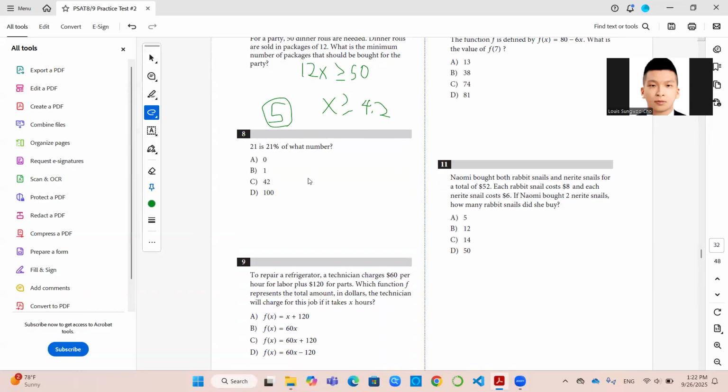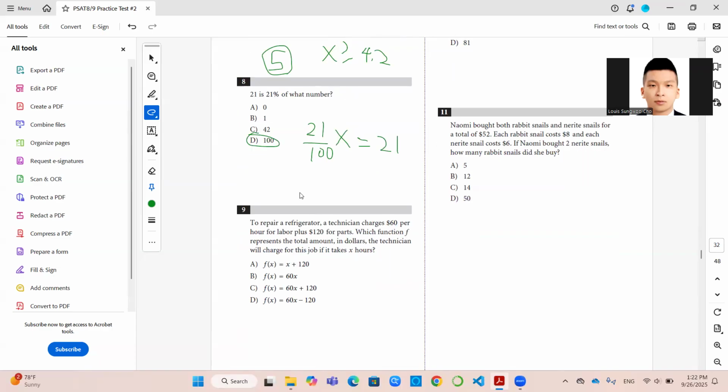21 is 21% of what number? This is pretty straightforward. 21% means 21 over 100 times x is equal to 21. x obviously is 100 because the 100 gets canceled out.